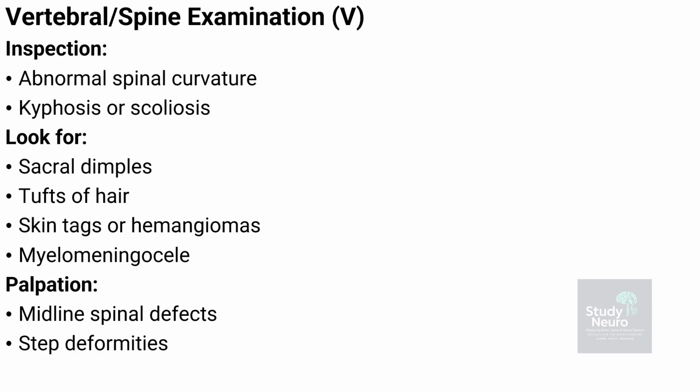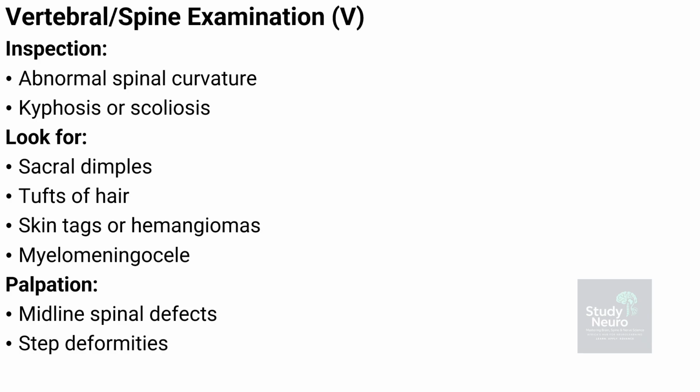Examine the sacral region for subtle skin markers of spinal dysraphism, such as sacral dimples, tufts of hair, skin tags, or hemangiomas, as these may suggest underlying tethered cord or occult spinal lesions. Also, carefully inspect for any visible myelomeningocele or other open spinal defects.